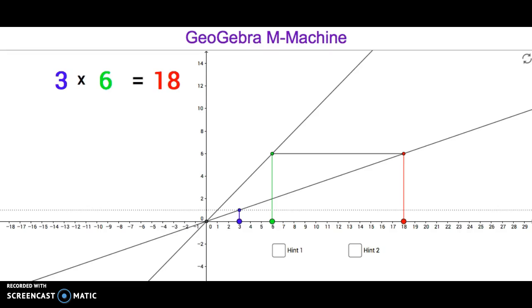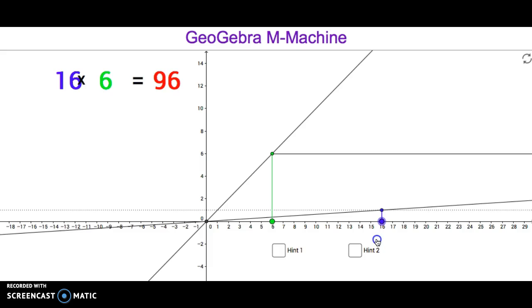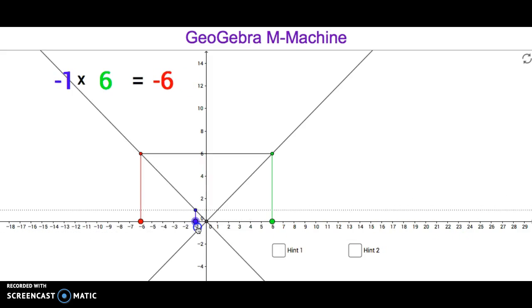So today we're going to discuss a little bit about the M machine, the multiplication machine. Let's take a look at our grid here. We have one line, y equals 1, which is a dotted line. Then we have y equals x, which goes right through the origin, and the other line is y equals 3x. Notice that this line changes as I'm moving the blue point. As I move the blue point along the x-axis, my line is also changing.